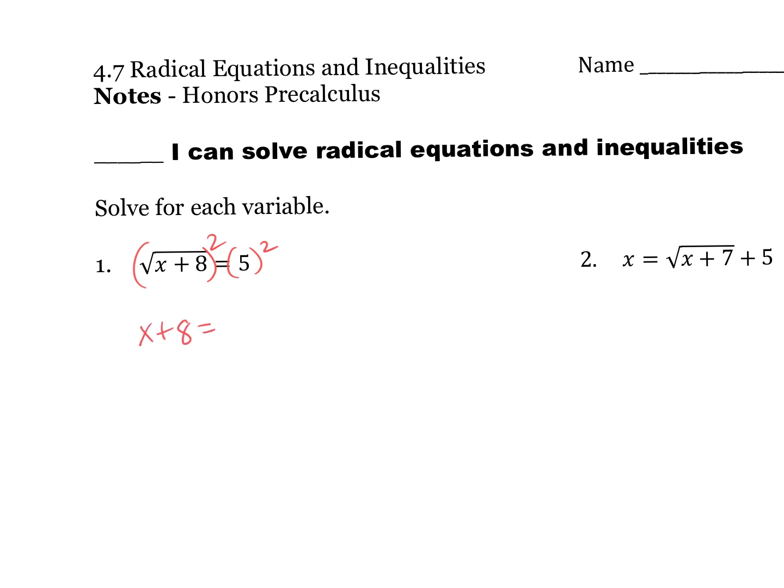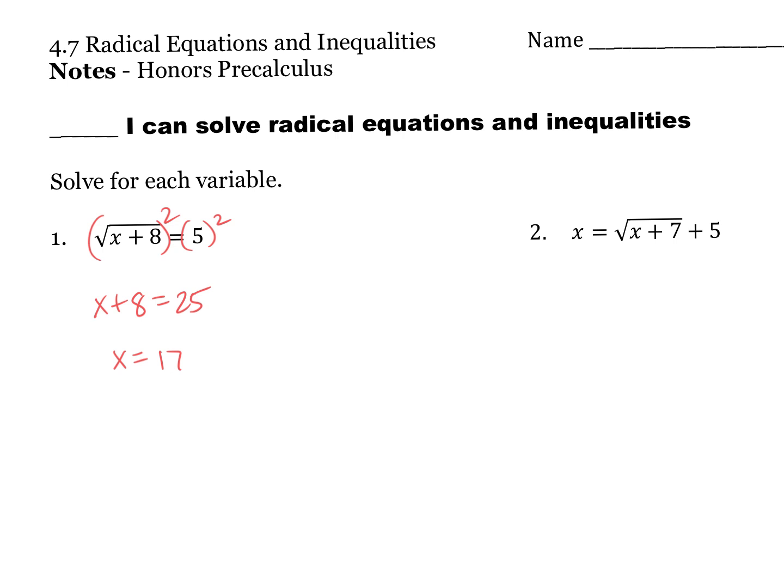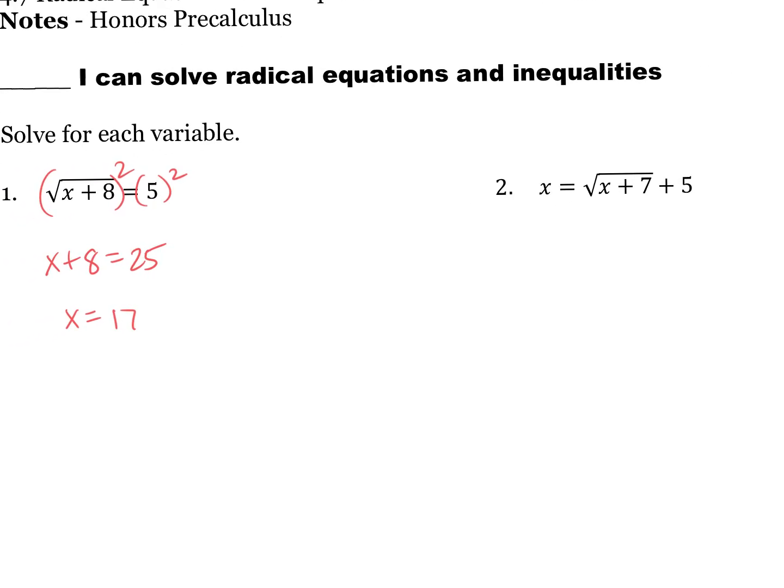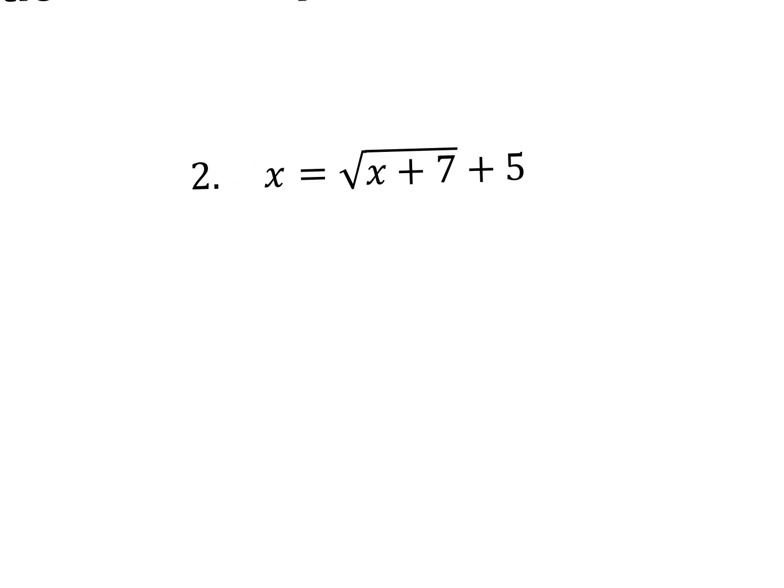X plus 8 equals 25. And my final answer? Done. Oh, I love this already. Well, that was the first one. What happens on number 2? Oh man, why is 2 more annoying?